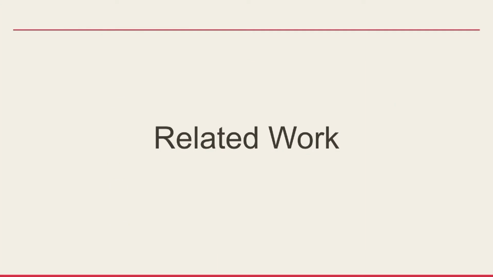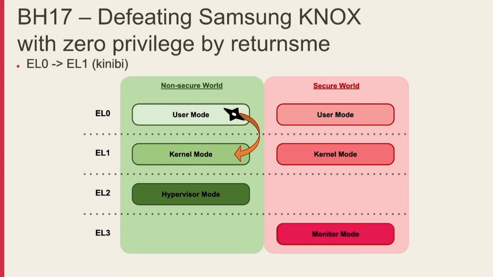There has been a lot of research into breaking Knox protection. I will show you some previous work. First, at Black Hat USA 2017, Ret2 defeated Knox real-time kernel protection, which is designed to prevent privilege escalation from non-secure world exception level 0 to non-secure world exception level 1.